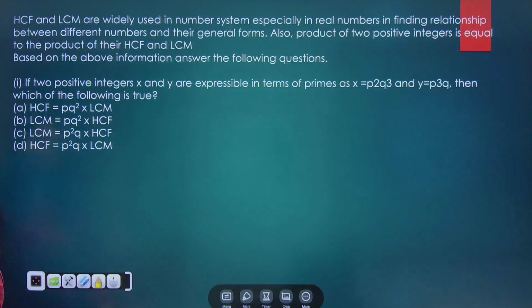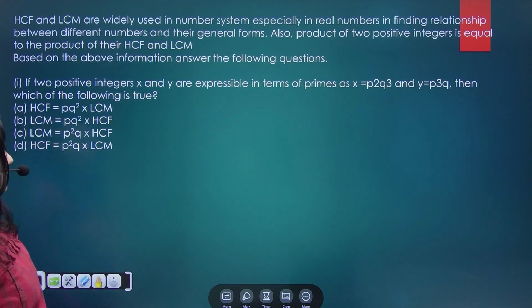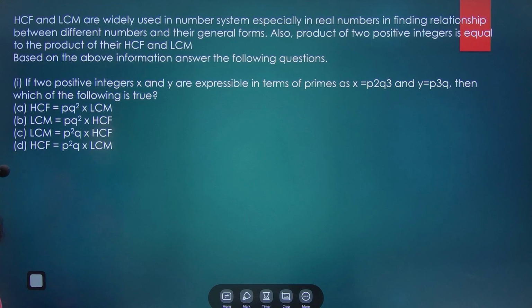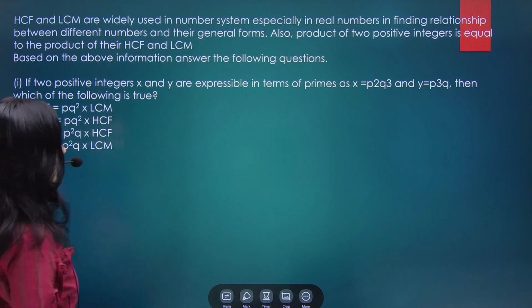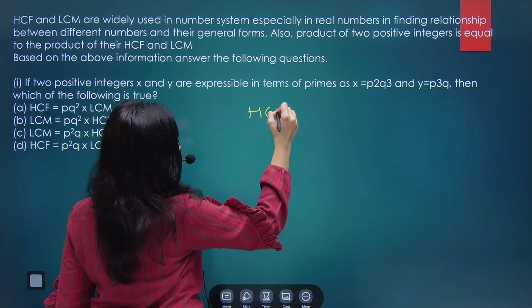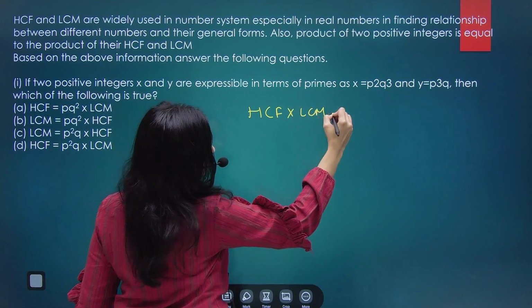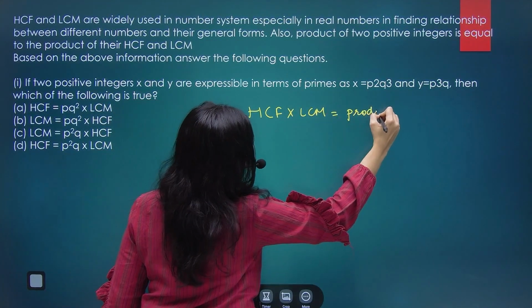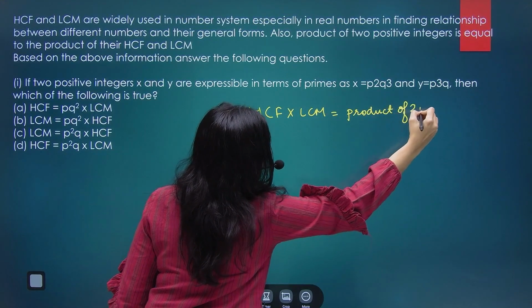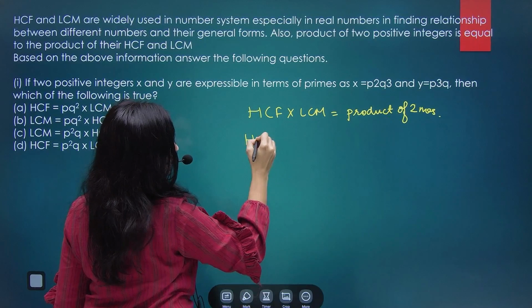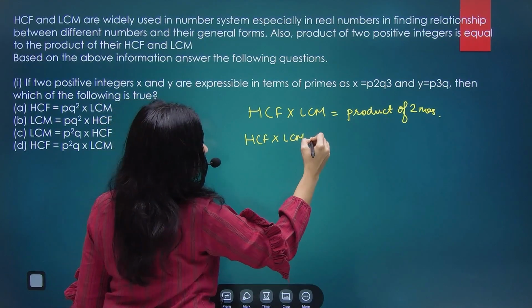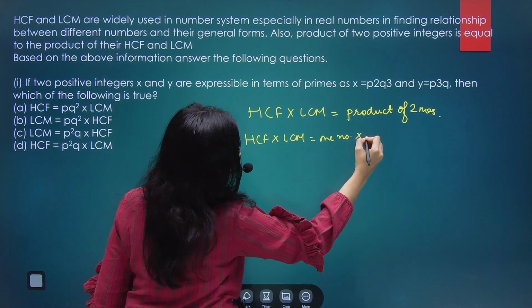Next question. HCF and LCM are widely used in numbers system, especially in real numbers, in finding relationship between different numbers and their general forms. The product of two positive integers is equal to the product of their HCF and LCM. Obviously, you have done the relationship. HCF into LCM is equal to product of two numbers जिनका लिया जाता है. तो HCF into LCM is equal to one number into other number.